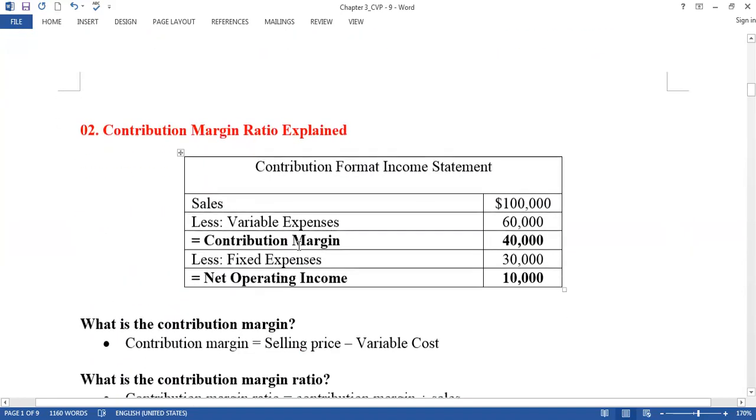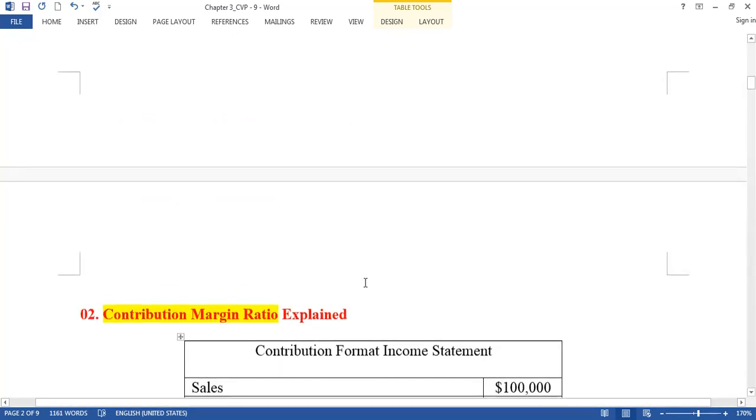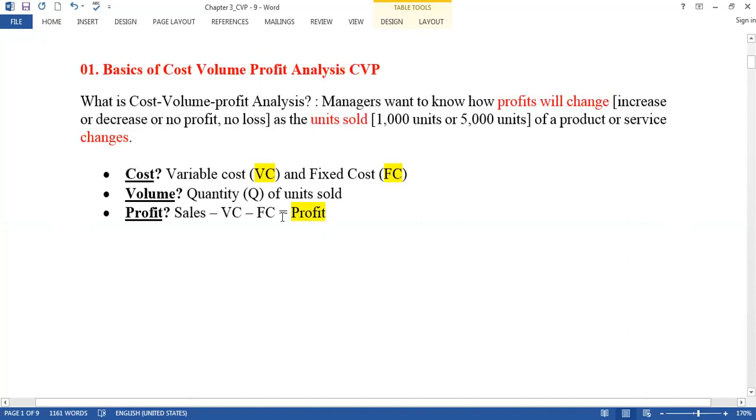Now we are going to talk about the second part, contribution margin ratio. If we want to know the contribution margin ratio, you should know this relationship. Here, net operating income means profit. And we already know the formula of profit: profit equals sales minus variable cost minus fixed cost.